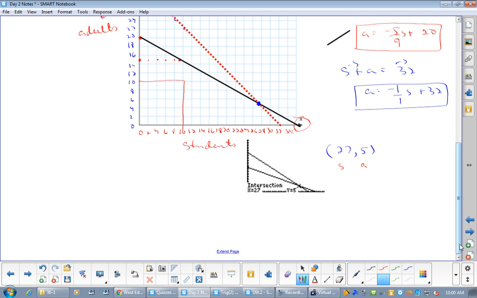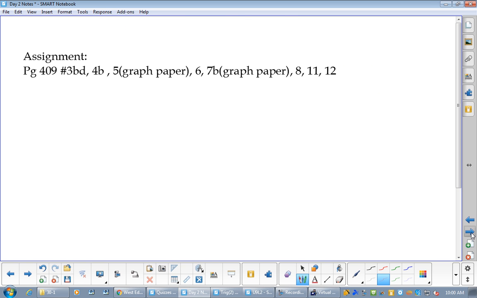Okay, so you see the homework there? Okay. I don't have any graph paper. Just do it rough.